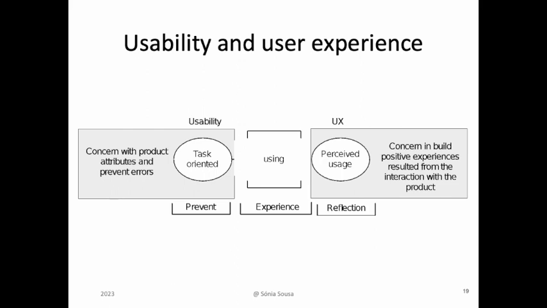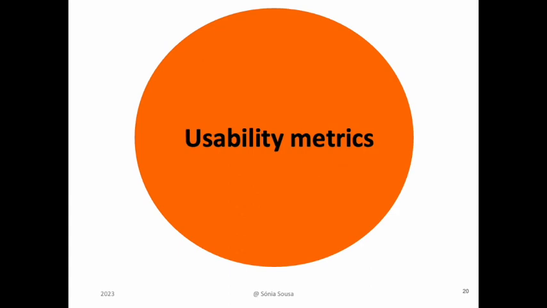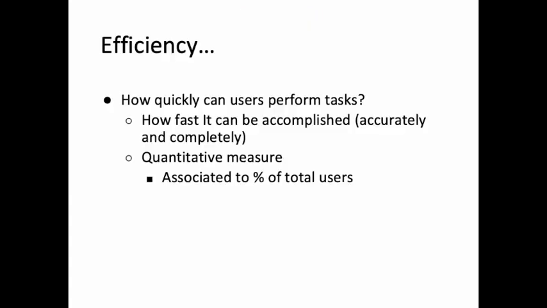And this perception of usage is usually measured through observation, facial expressions, for example, or measured through questionnaire, self-reporting metrics, or interviews. So when I ask, what was the experience? How do I think? So in terms of usability metrics, efficiency is focused on how quickly can users perform the tasks and how fast. So we measure the time.